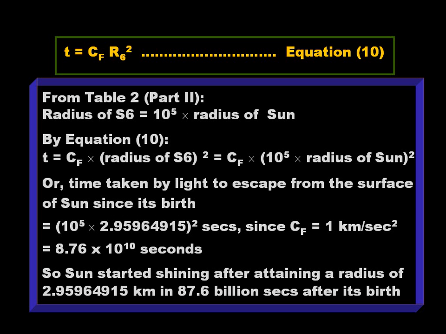From table 2 in part 2, radius of S6 is 10 to the power 5 into radius of Sun. By equation 10, T is Cf into radius of S6 square, which is equal to Cf into 10 to the power 5 into radius of Sun whole square. Or time taken by light to escape from the surface of Sun since its birth is 8.76 into 10 to the power 10 seconds. So, Sun started shining after attaining a radius of 2.95964915 km in 87.6 billion seconds after its birth.